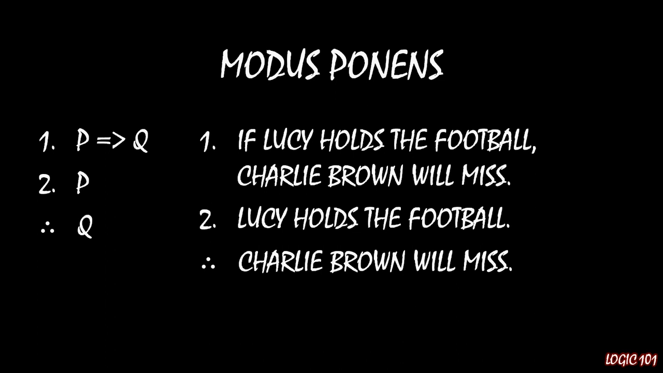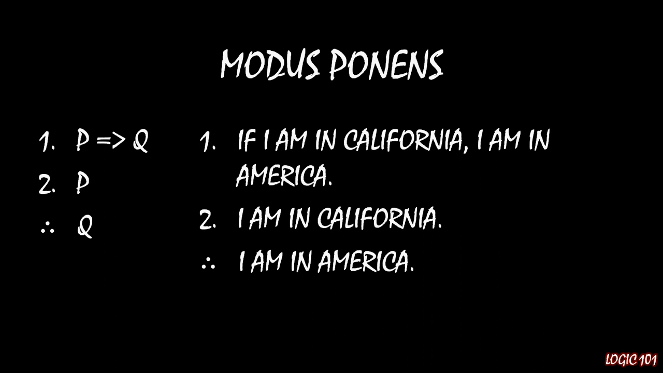Second example, if Lucy holds the football, Charlie Brown will miss. Lucy holds the football. So those are premises, and based off of those premises, we can conclude that Charlie Brown will miss. Because Lucy's holding the football, and whenever Lucy holds the football, Charlie Brown misses, we get that. And then lastly, as our third example, this might be the easiest one to follow, just because this works in a geometric way, which I'll be showing in a second.